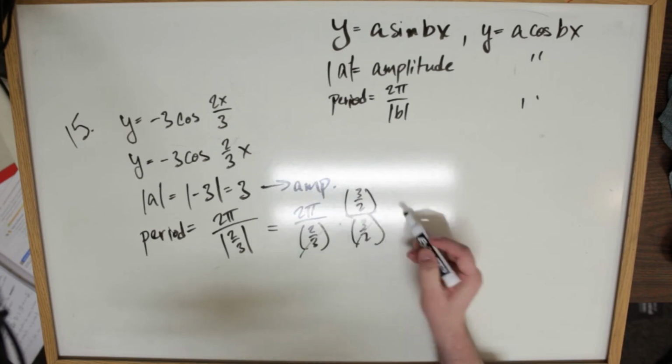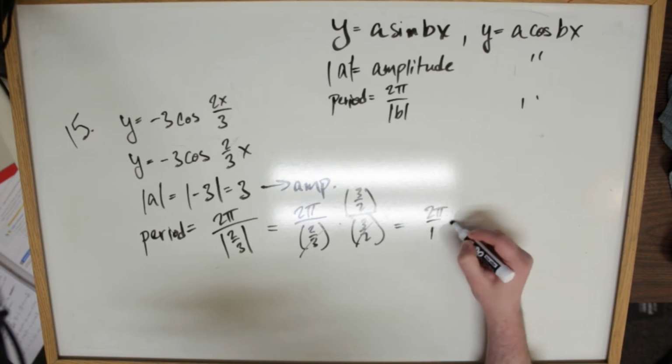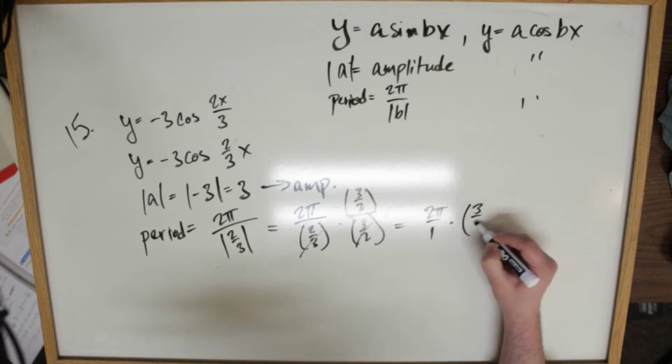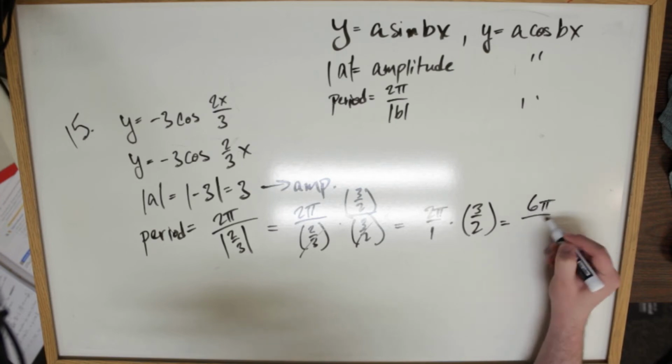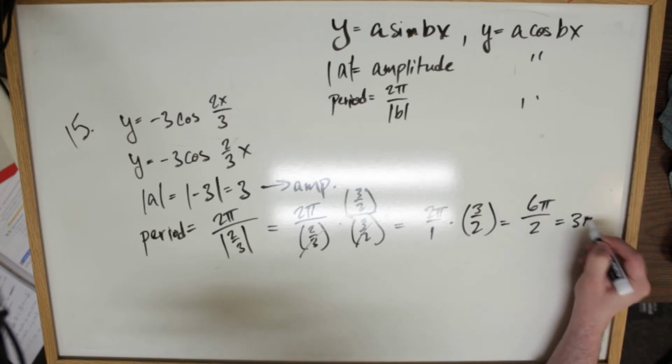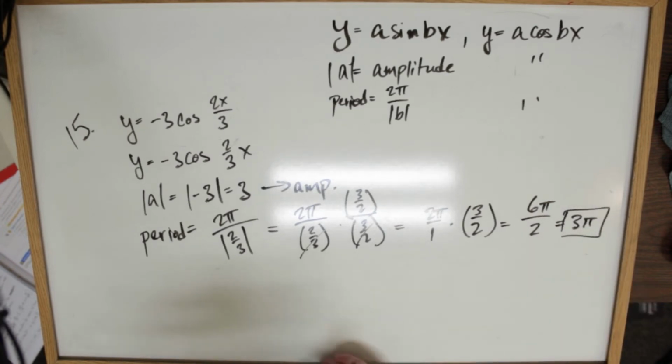These are going to cancel, and that means that you have literally 2 pi over 1 times 3/2. Okay, so that's equal to 6 pi over 2, which is equal to 3 pi. Okay, so that right there is going to be our period in this problem.